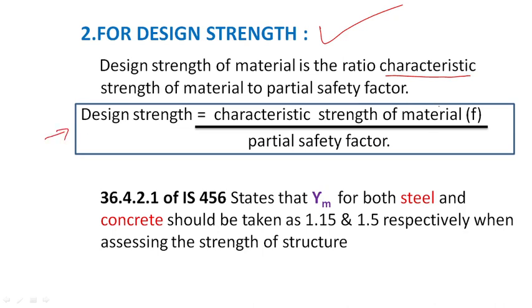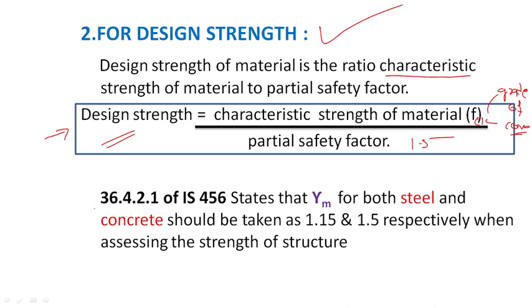That is the characteristic strength of the material, which we can take as FCK, divided by the partial safety factor. Whatever be the grade of concrete they give, you can take that one, and you have to divide it by 1.5. You will get the design strength for that structure.